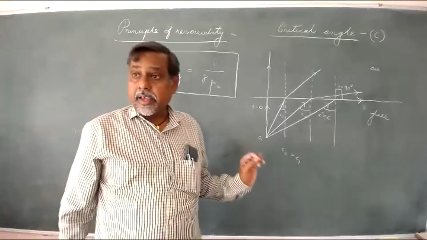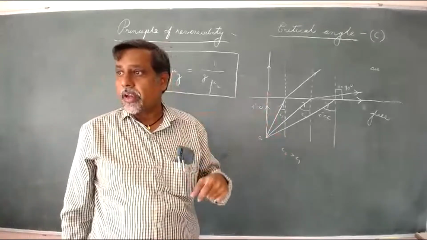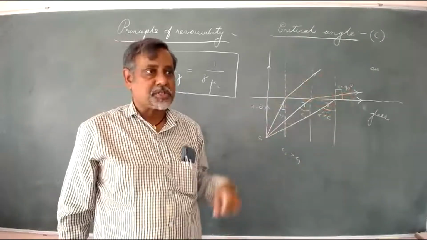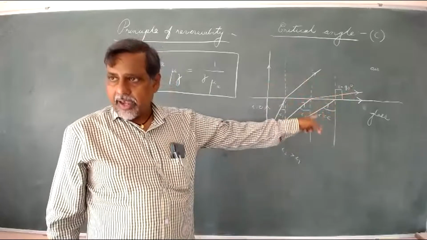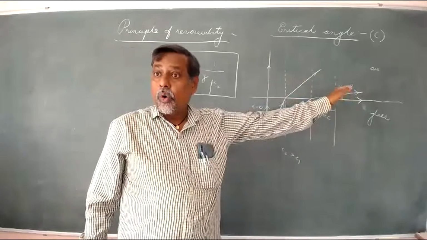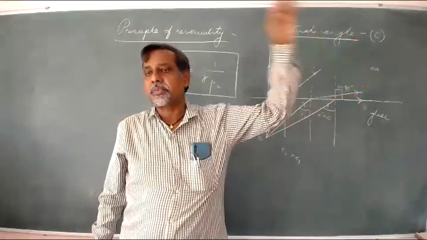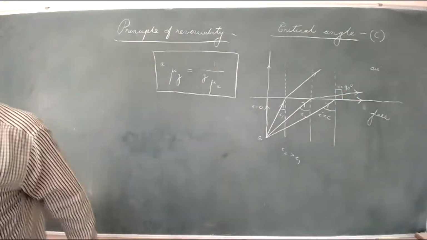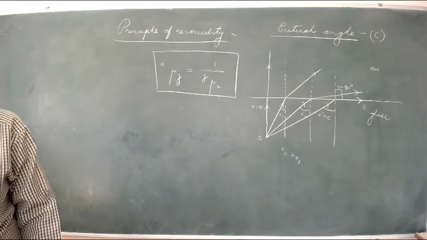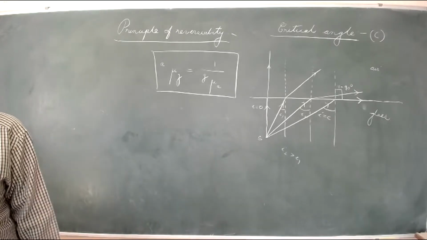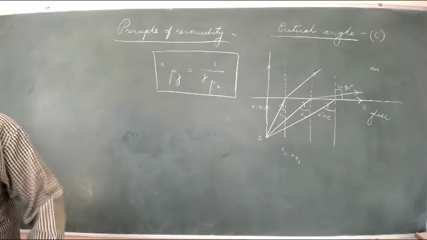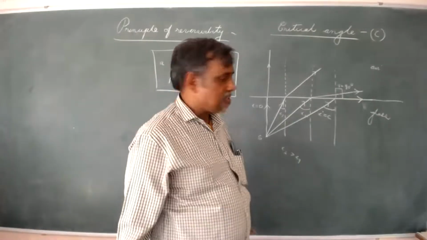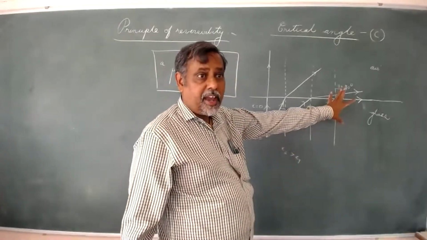Critical angle is that particular angle of incidence where the angle of refraction becomes 90 degrees. At that angle of incidence, the refracted ray coincides with the refracting surface, which is also known as grazing. The refracted ray grazes the surface. This is called the critical angle.